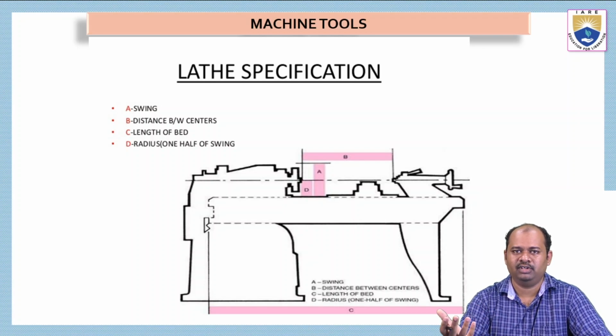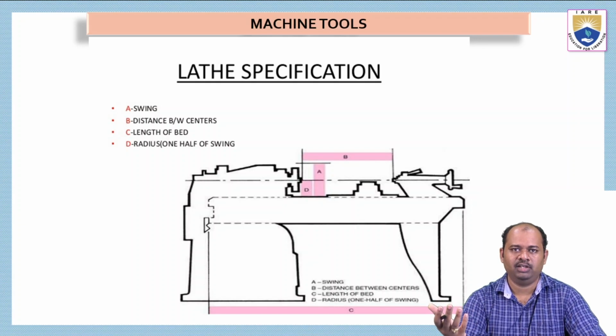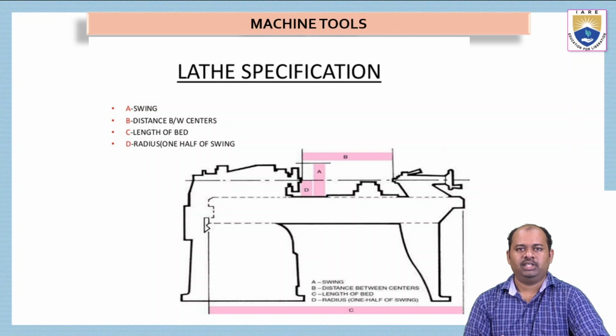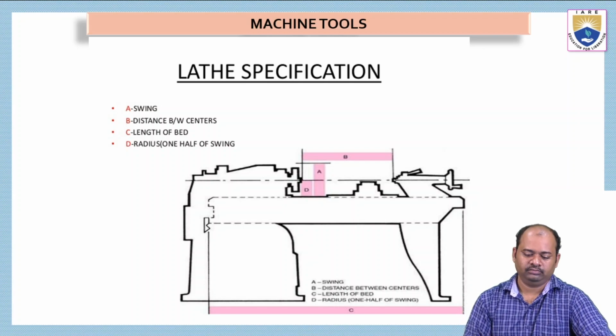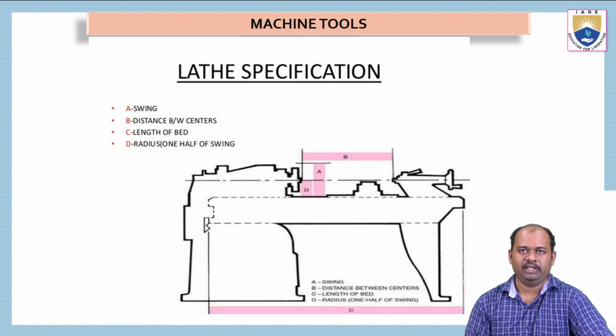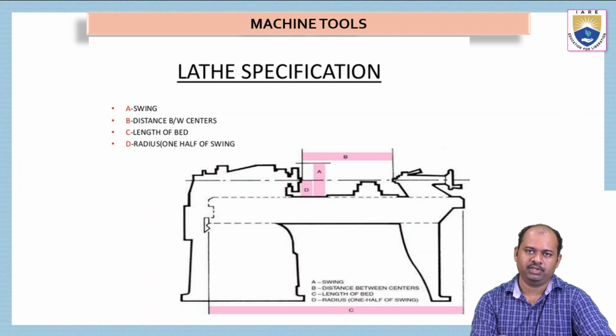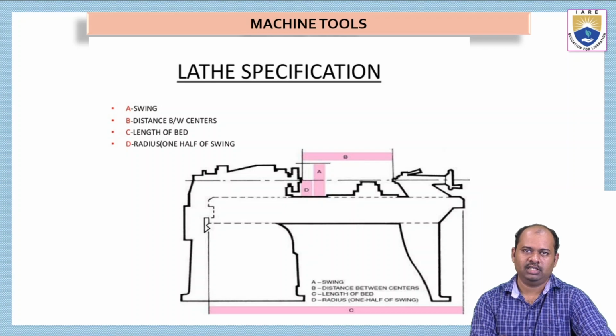We have a wide range of lathe machines available in the market. Depending on the application or the operation we are doing, we have to select a particular lathe machine. So for selecting the lathe machine, we should have some specifications. There are 4 types. These are the broad values by which we can specify a lathe machine. First one is swing.